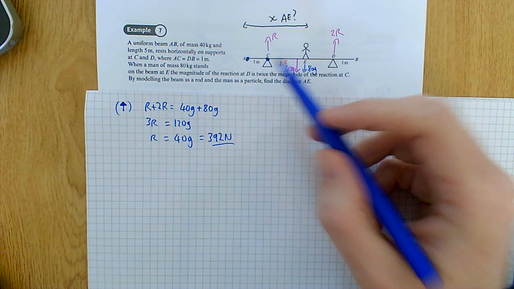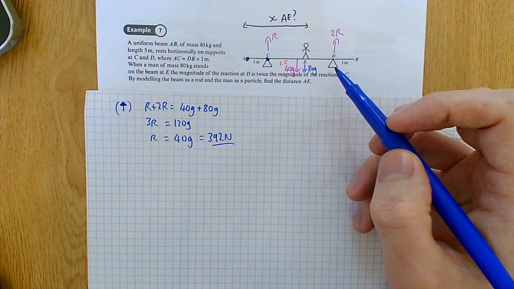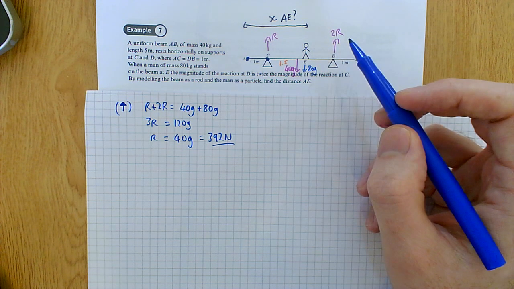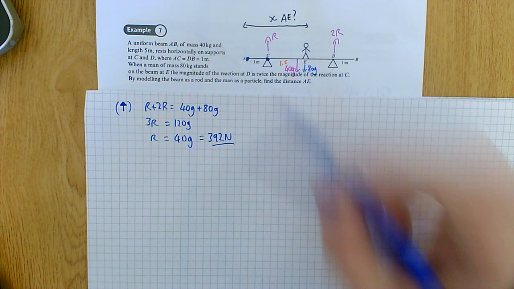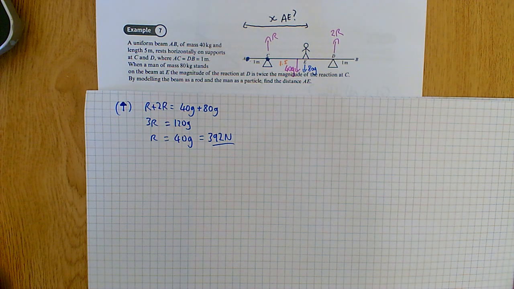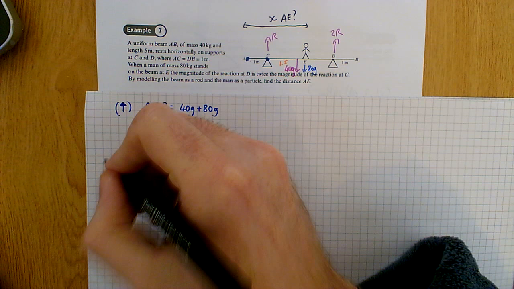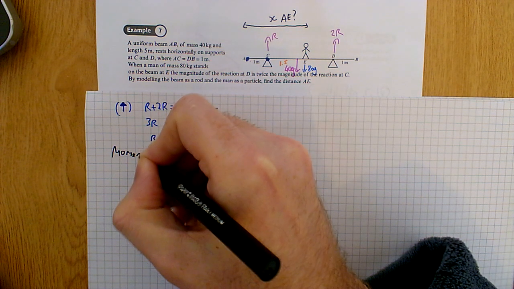Often people find it easier to take a pivot at the end of one of these beams. And I know what R is, I know what 2R is, I've only got one unknown, X, so wherever I take the pivot, it's going to work. So let's do moments about A.